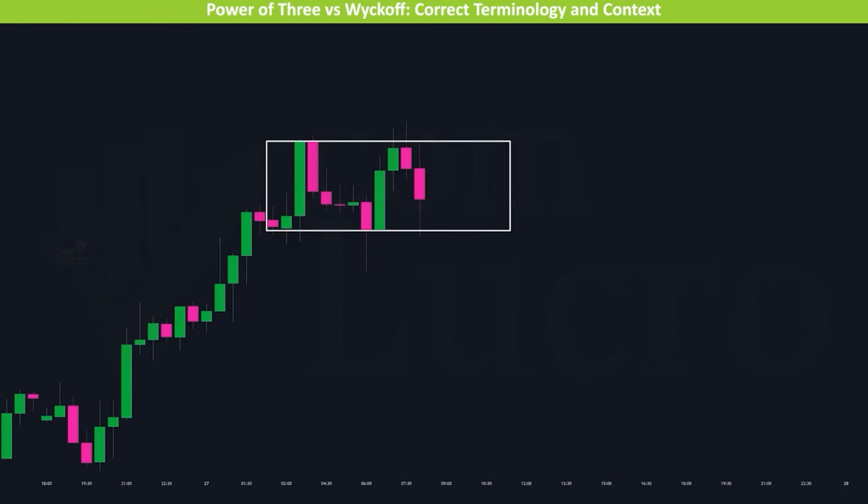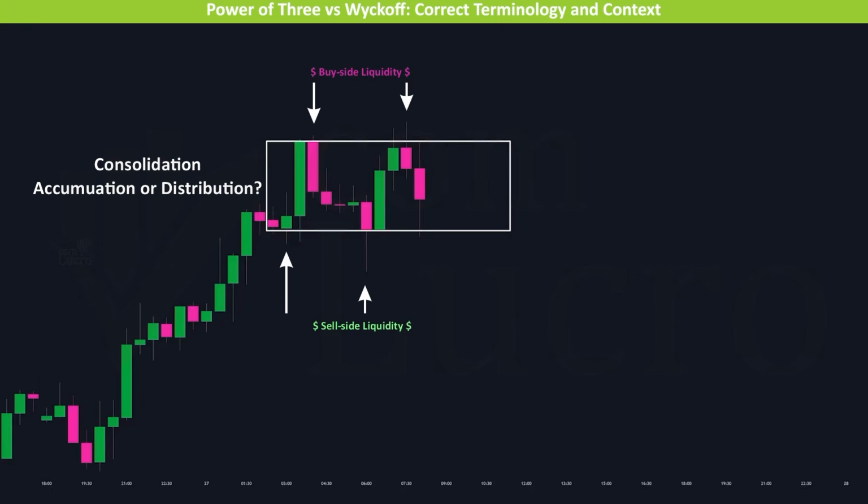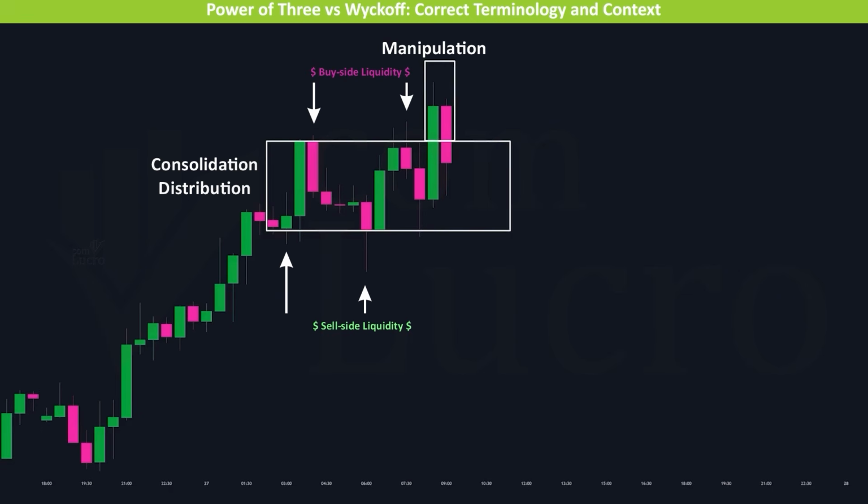It is important to understand that during a consolidation, you never know in real time whether it will result in accumulation or distribution. A consolidation only reveals its true nature after the next phase unfolds. Because of that, labeling a range too early as accumulation or distribution can be misleading. The correct way to think about it is that consolidation is neutral until the market shows its intention through continuation or reversal. What changes is the probability based on context.